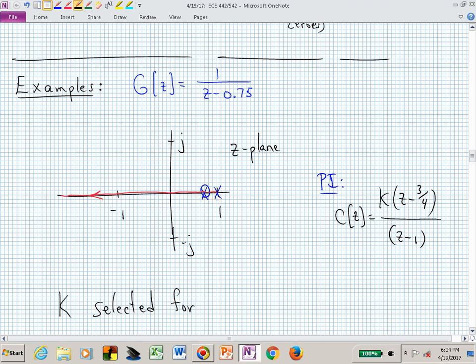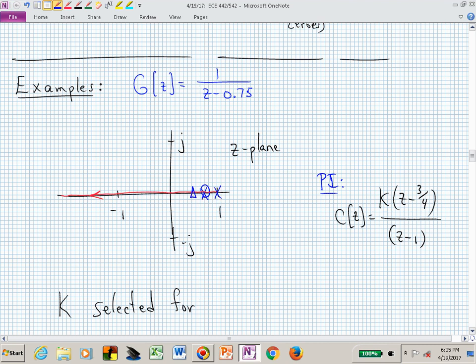I've already picked a 0. My 0 factor I selected to simplify my analysis, and it's canceling that plant pole at 3/4. I could now adjust K to put me somewhere between 1 and -1. And I probably don't want to be in the left half plane because that makes my system oscillate back and forth with my dominant pole. Meaning I may crank up the gain K to put me maybe there.